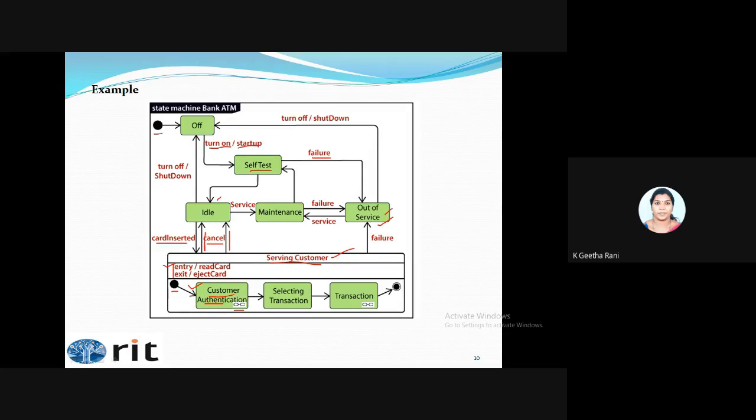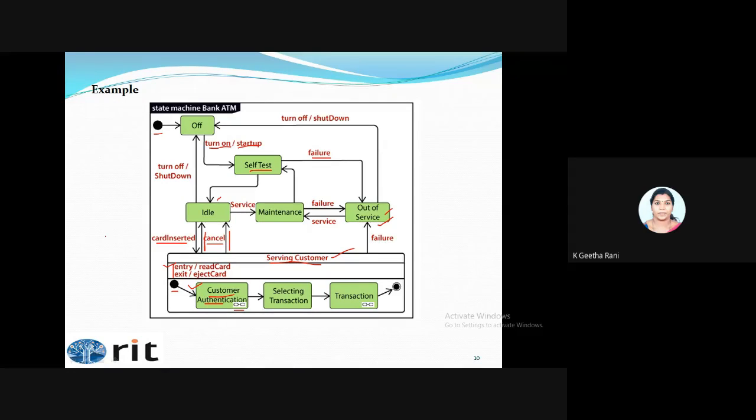state till the customer reads the card. We can represent it like this. I made some more states like maintenance. If it is idle, sometimes it goes into service for maintenance. If there is a failure, again it goes to out of service. From out of service it can also change to maintenance. Fine. So these are the things about the state machine diagram.